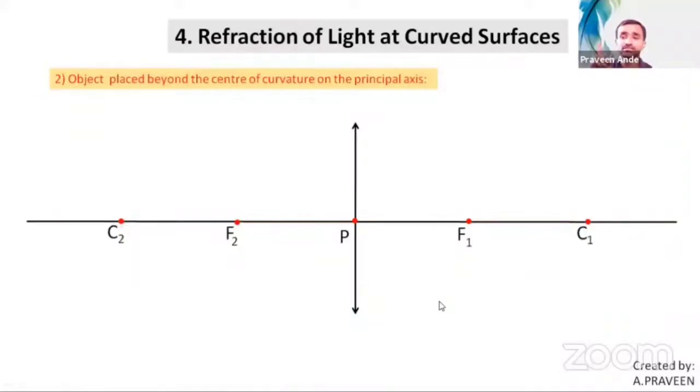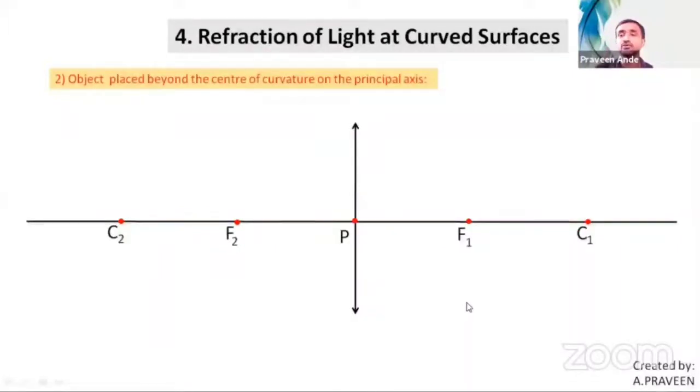So don't forget to use the logic here. Always remember the logic: maintain the same gap between any two points which are beside each other. PF1 and F1C1 are the same. PF2 and F2C2 lengths are the same, 4, 5 or 6 centimeters depending on the page length. Okay, next what to do?